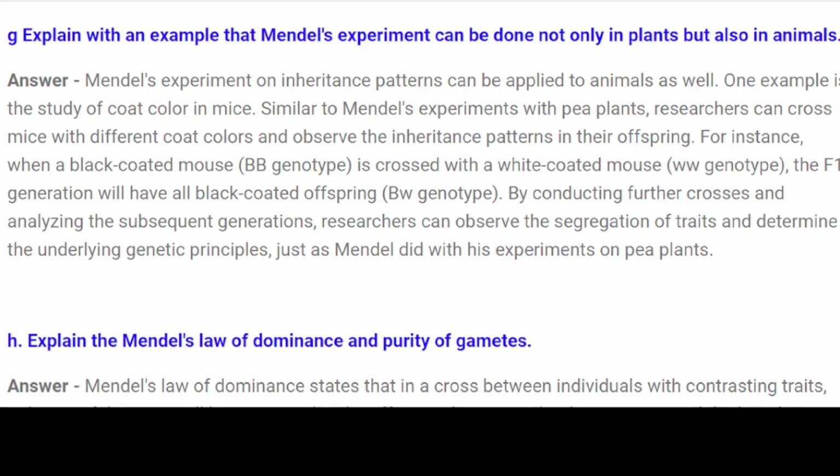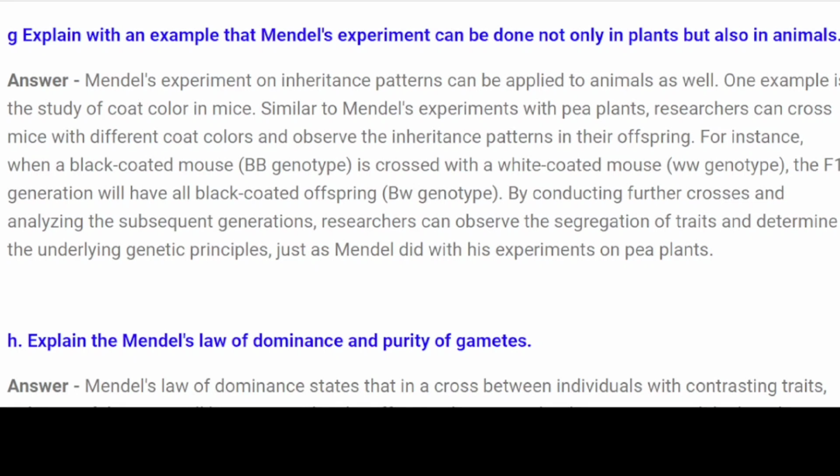One example is the study of coat color in mice. Similar to Mendel's experiments with pea plants, researchers can cross mice with different coat colors and observe the inheritance patterns in their offspring. For instance, when a black-coated mouse, BB genotype, is crossed with a white-coated mouse, bb genotype, the F1 generation will have all black-coated offspring, Bb genotype. By conducting further crosses and analyzing the subsequent generations, researchers can observe the segregation of traits and determine the underlying genetic principles, just as Mendel did with his experiments on pea plants.